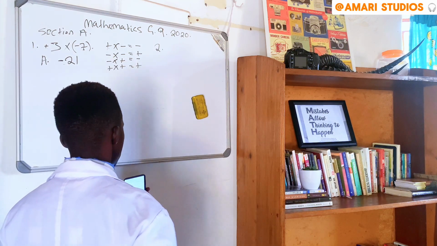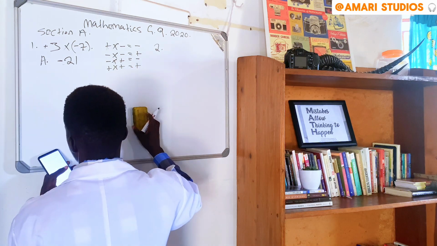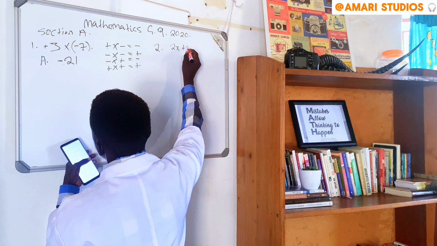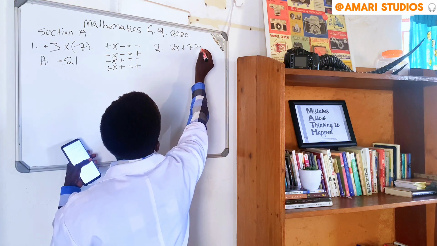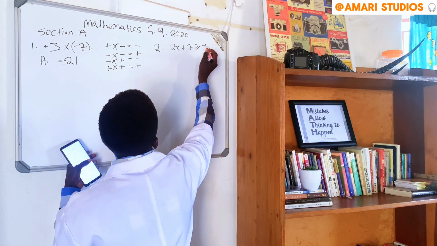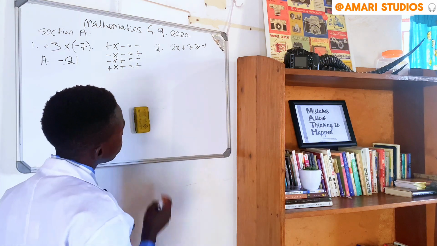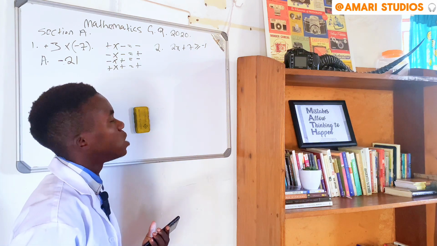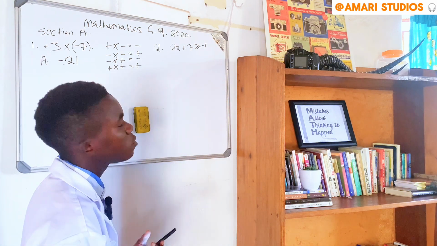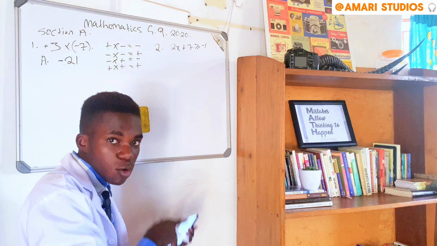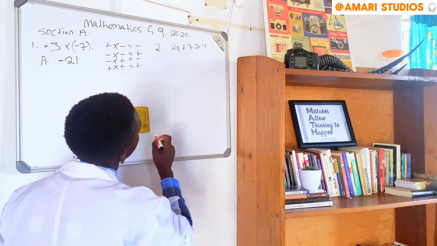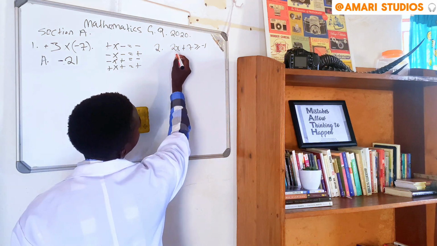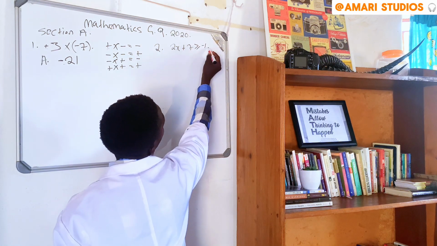Question 2 is saying, solve the equation. 2x plus 7 is greater than or equal to -1. When solving an inequation, you have to solve it the way you always solve an equation. So what you are going to do here is collect like terms. This 7 is going to go on the other side.